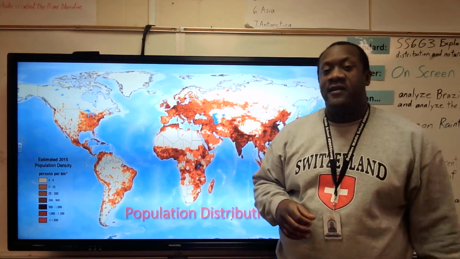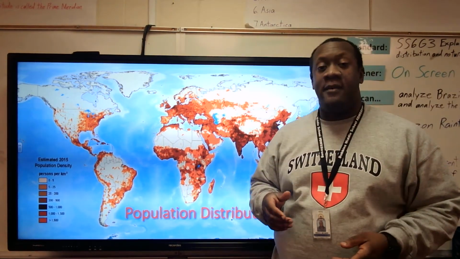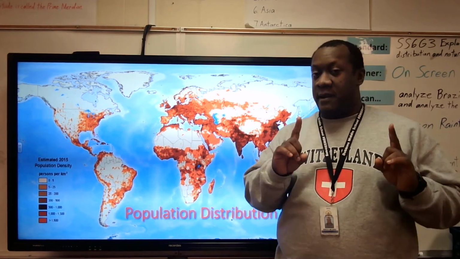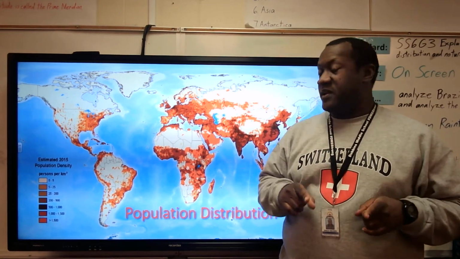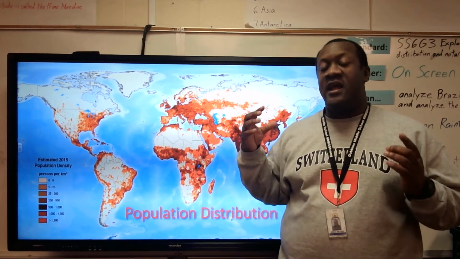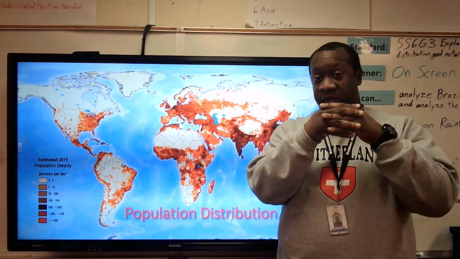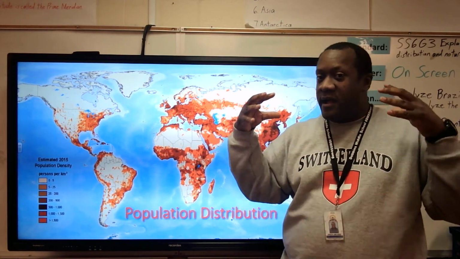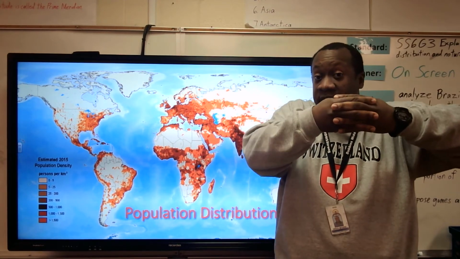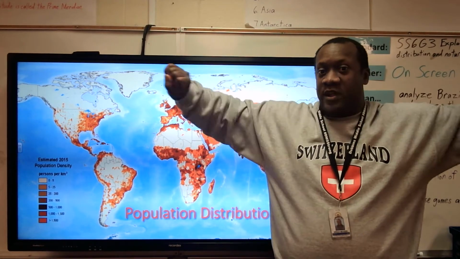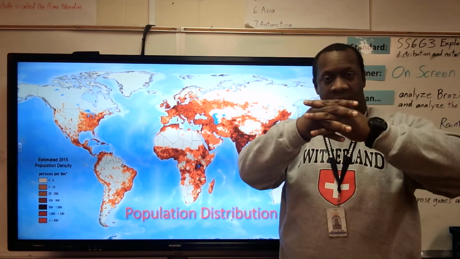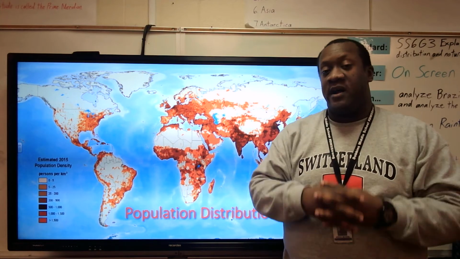All right, everybody. Today we are going to be taking a look at population distribution. Now, population distribution and population density are two different things. So this is a population density map because it shows how many people live within a square mile. In other words, population density is focused on, are there a lot of people living close to each other or are they spread out? Okay? So that's population density. How many people live within 1 square mile?